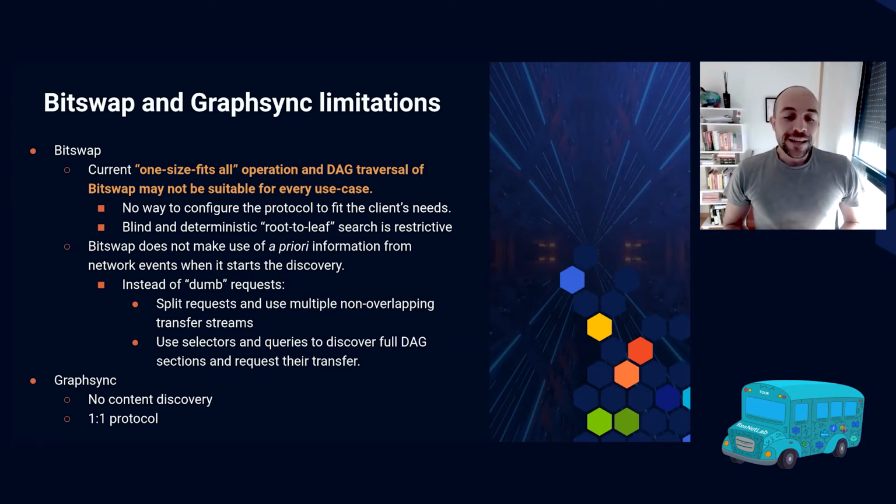Also, Bitswap does not make use of a priori information from network events when it starts the discovery, or from previous interactions with other peers. So every time that we start a broadcast stage, we don't use any additional information, and we have to broadcast to everyone, see who has the content, and we don't know. It's like nothing had happened before, and we didn't have interactions with our neighbors.